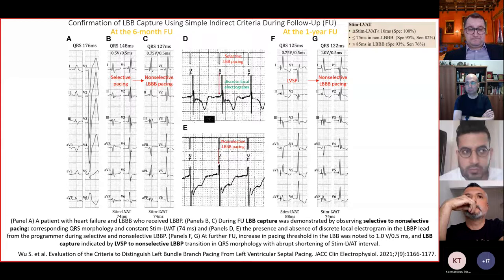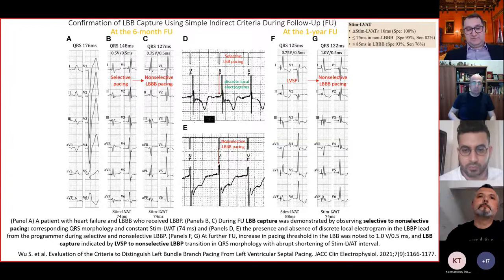Moreover, in panels D and E, the presence and absence of a discrete local electrogram in the left bundle branch pacing lead from the program and during selective and non-selective left bundle branch pacing is shown. At 1 year follow-up, an increase in pacing threshold in the left bundle branch was noted, and left bundle branch capture was indicated by left ventricular septal pacing to non-selective left bundle branch pacing and a transition in QRS morphology with abrupt shortening of the stimulus to left ventricular activation time interval.